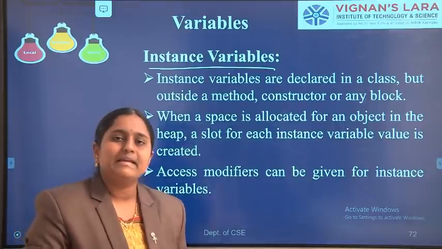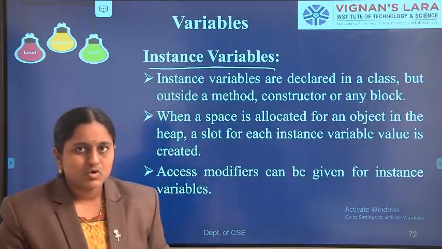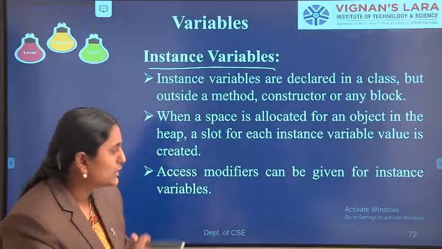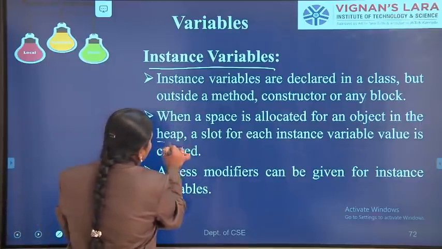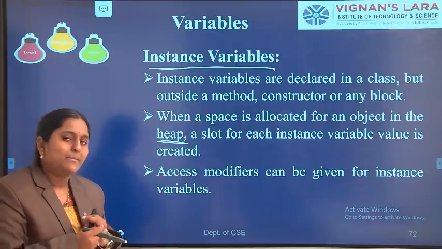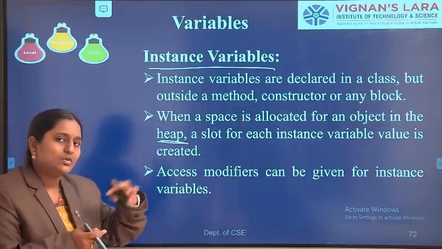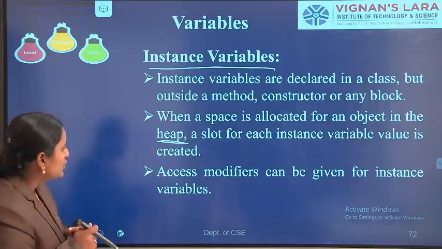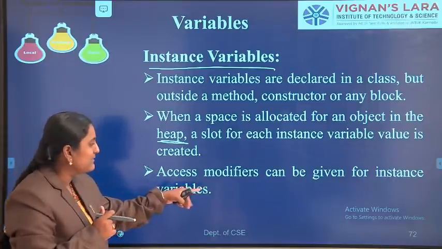So whenever we create an object of the class, in the JVM it loads the heap. It can contain the heap memory. Instance variables are loaded into the heap memory, and local variables are loaded into the stack memory. That's when access modifiers can be given for instance variables.